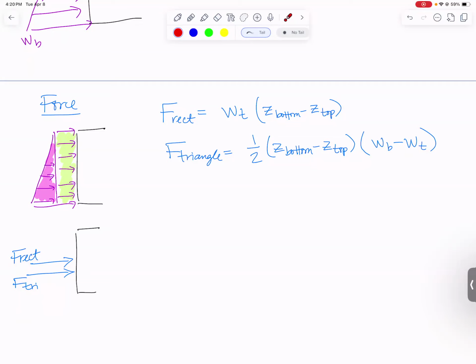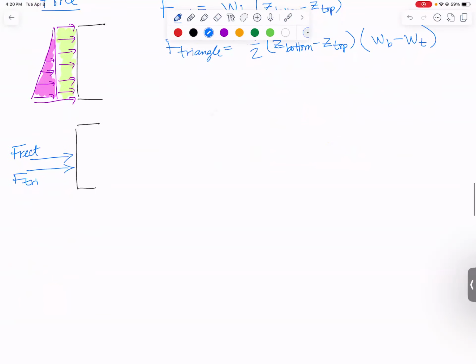Last thing I want to do, we did flat horizontal plates. We did vertical plates. The other thing we really need to do are curved or angled surfaces. And they can be hard, but they're not actually that hard.